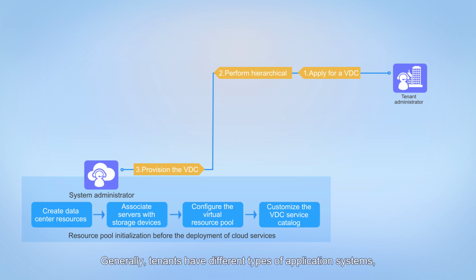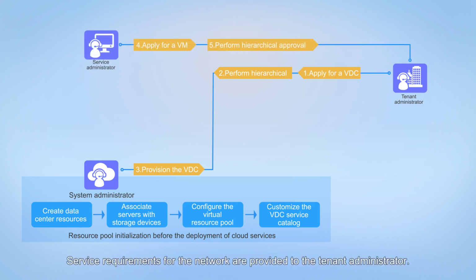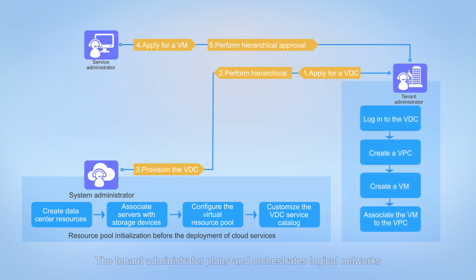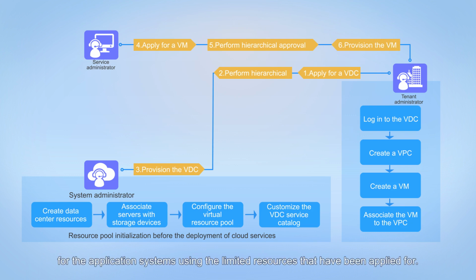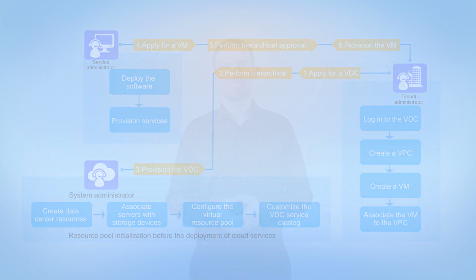administrator. Generally, tenants have different types of application systems, such as video conference, website, and mailbox. Each type of application system is set up and provisioned by a service administrator. Service requirements for the network are provided to the tenant administrator. The tenant administrator plans and orchestrates the logical networks for the application systems using the limited resources that have been applied for. The service administrator can install service software on the allocated computing resources to provide services for external systems.